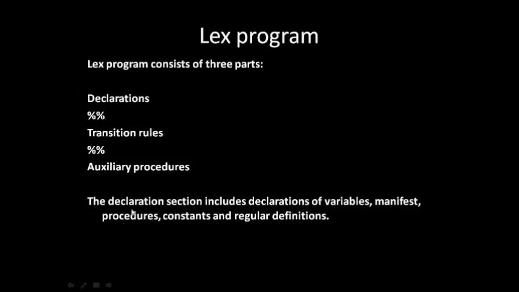Now we will see the structure of a Lex program, the one which is taken as input by the Lex compiler. The Lex program consists of three parts. First is declaration. Second part consists of translation rules enclosed in double percent symbols, and the third part of the program is auxiliary procedures. So the first part of a Lex program is declaration. The declaration section includes declarations of variables, manifest constants, procedures, and regular definitions.